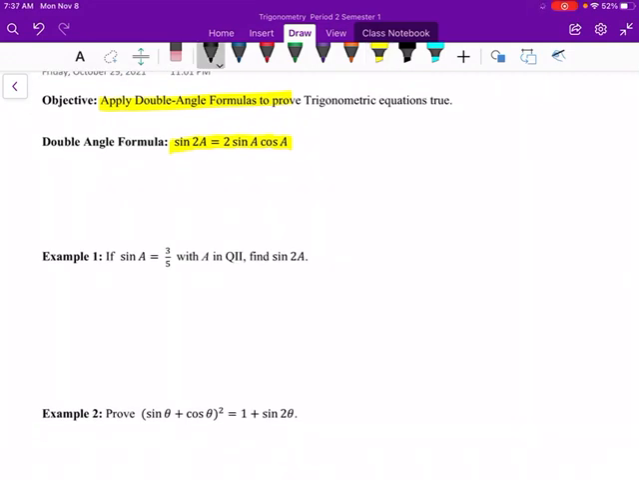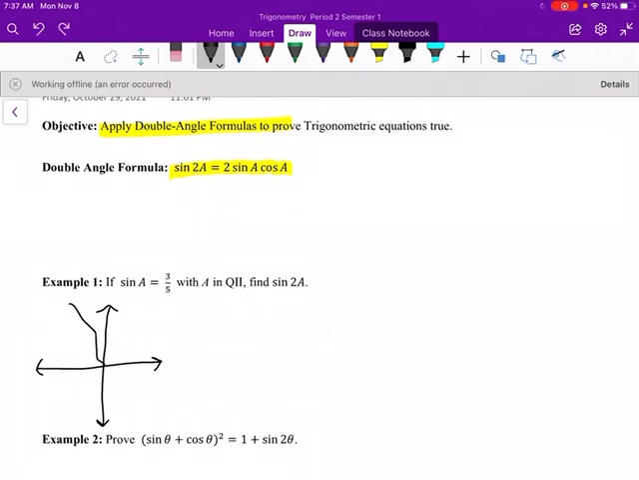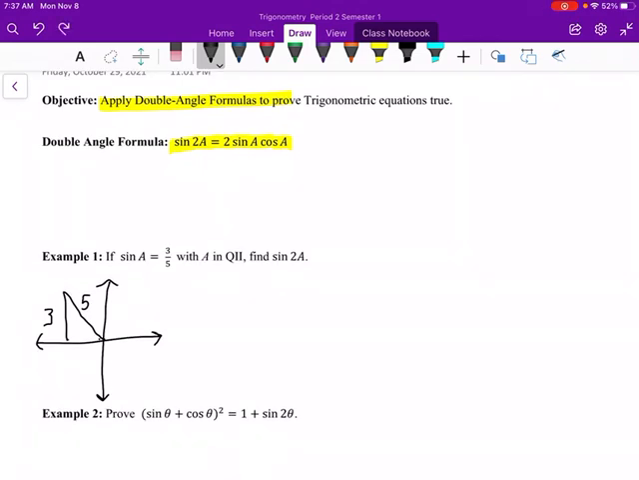Looking at example 1, if the sine of a equals 3 over 5 with a in quadrant 2, find the sine of 2a. Like we discovered last week, we can just draw this in our triangles. Sine is opposite over hypotenuse. We can use the Pythagorean theorem to find our missing side. 5 squared minus 3 squared equals 25 minus 9, which is going to equal 16, and we take the square root of that and we would get 4. Because this is in quadrant 2, that's going to be negative 4.